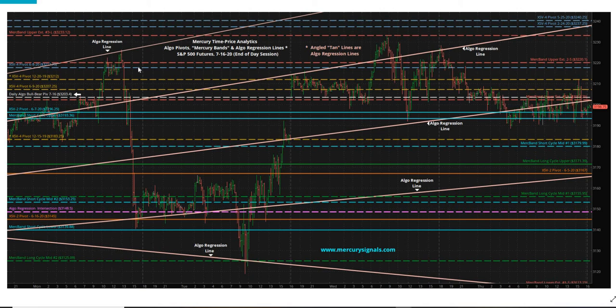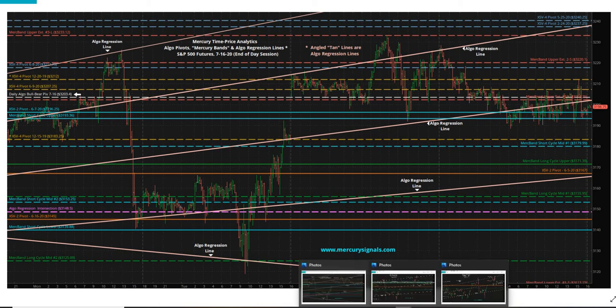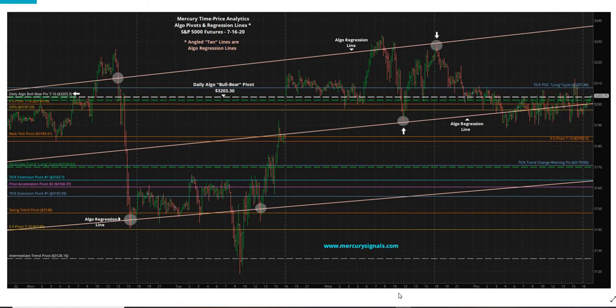Now, I promised I'd show you a couple of charts that would blow your mind. I'm going to show you a chart that has less levels on and just focuses primarily on these regression lines. And I'm going to show you a zoomed in view and then a wide view. So here you have a zoomed in view, and this is the end of the day today, Thursday the 16th. And you can see, again, the tan angle lines are the algo regression lines.